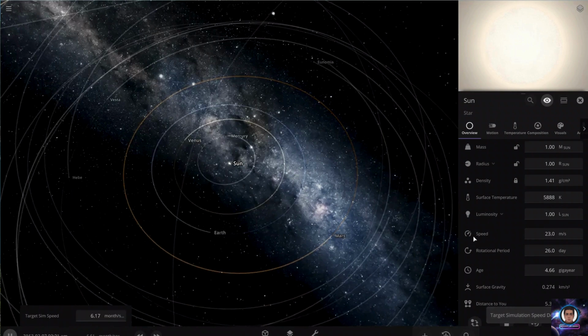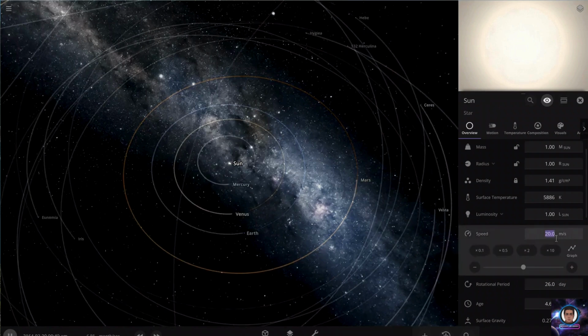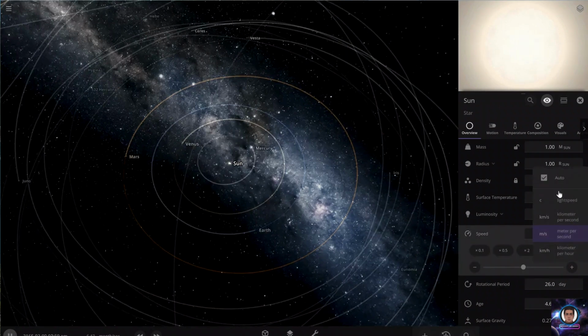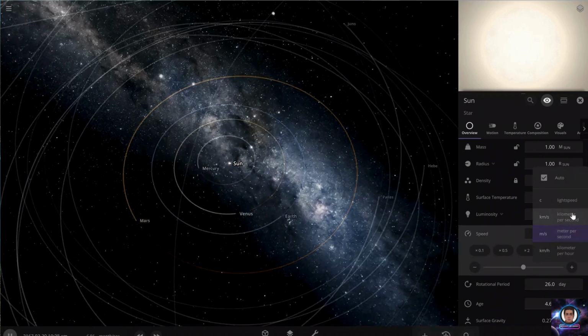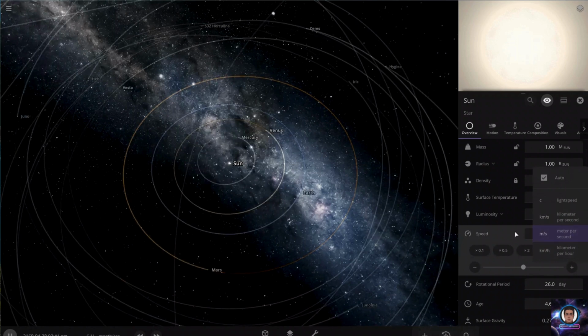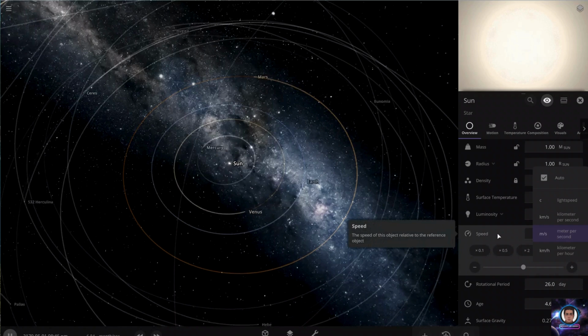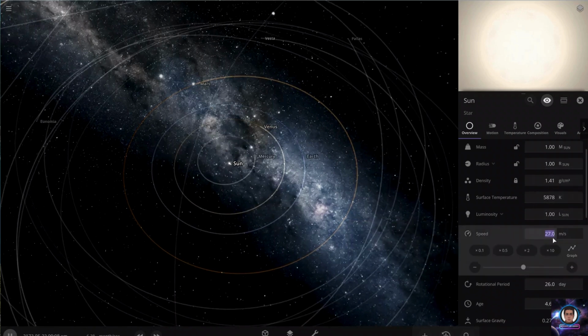Again, we have speed of the sun. You can play with it. You can change the parameters from meter per second to kilometer per second, or kilometer per hour. It's up to you in which parameter it's easier for you to work with.